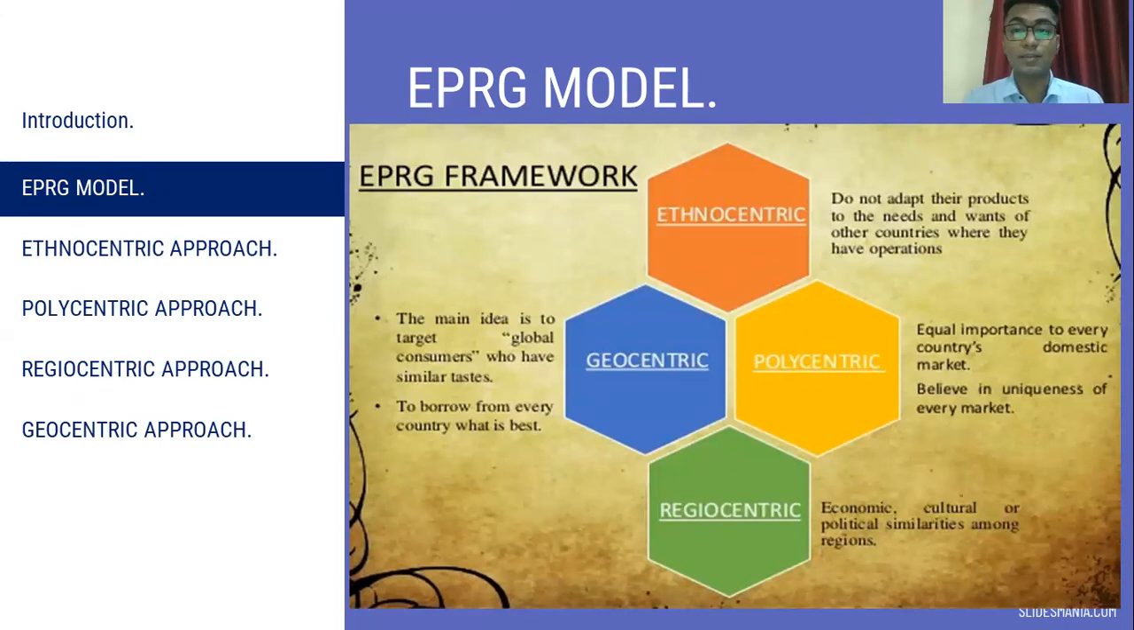Ethnocentric companies do not adapt their product to the needs and wants of other countries where they have operations. If we take India as a base country and we are going to deal with the USA, then the USA will be our operation country. If we have a surplus of production, we will export our product to the USA, but it must be from India only. All the rules and regulations will be followed by India only, not the USA.